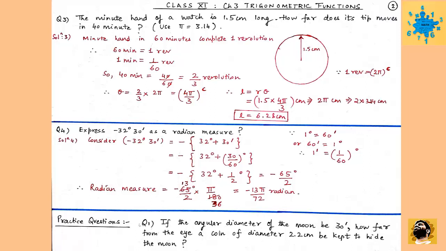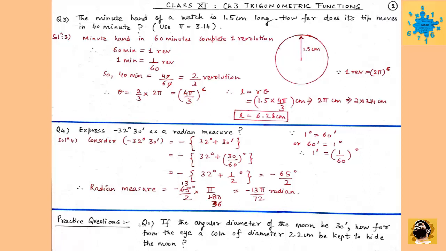Now, according to our question, we have minus 32 degree and 30 minutes. So I can write this as minus, and in bracket, 32 degree plus 30 minute. Since 1 minute is equal to 1 upon 60 degree, therefore 30 minutes is equal to 30 upon 60 degree, which is 1 by 2. So on taking the LCM, we get minus 65 upon 2 degree.